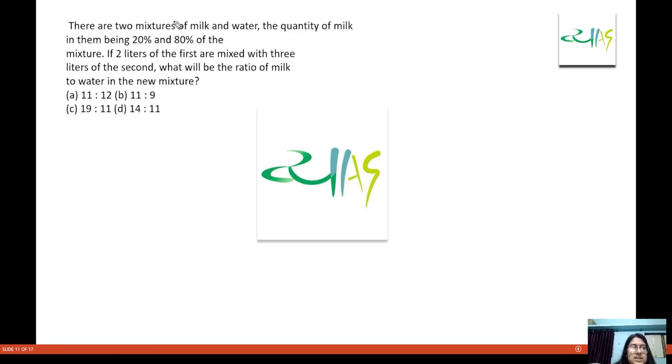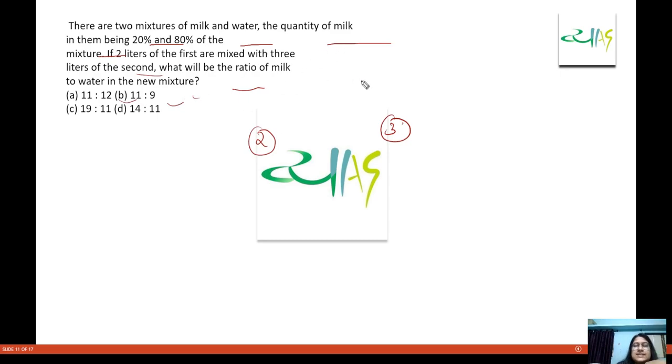Now look at this question. There are two mixtures of milk and water. The quantity of milk in them being 20% and 80% of the mixture. If 2 liters of the first is mixed and 3 liters of the second is mixed, what will be the ratio of milk to water in the new mixture?